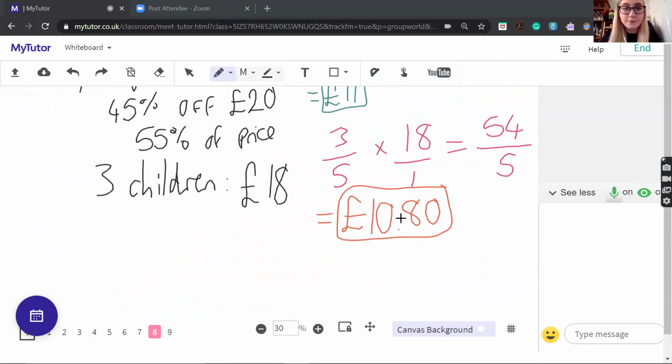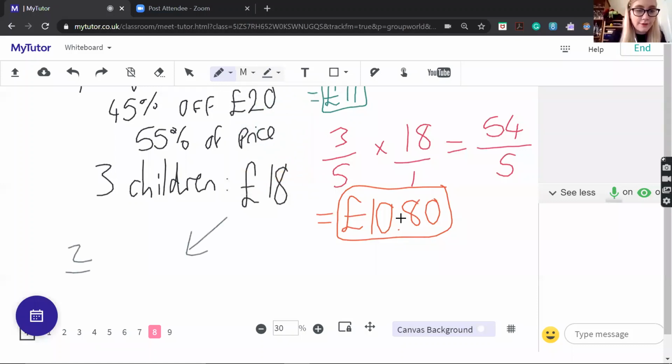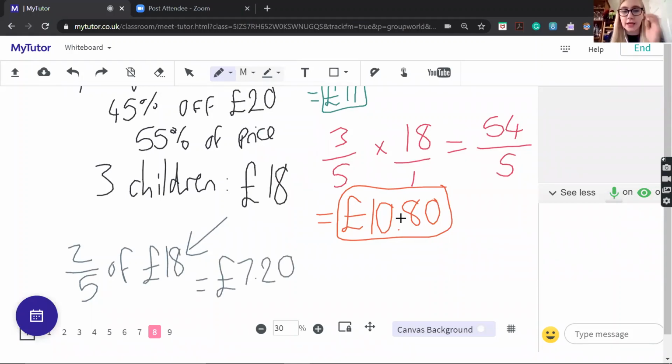We could have done 2/5 of £18, which is £7.20. I won't do the division again to show you that. So that's how much they're saving. And then you do 18 minus £7.20, which gives you that £10.80. So we could have done that. But we know that that £10.80 has to be the remaining 3/5.